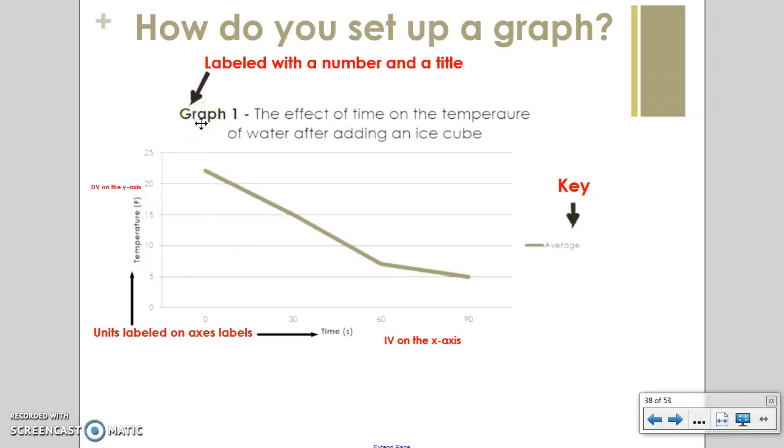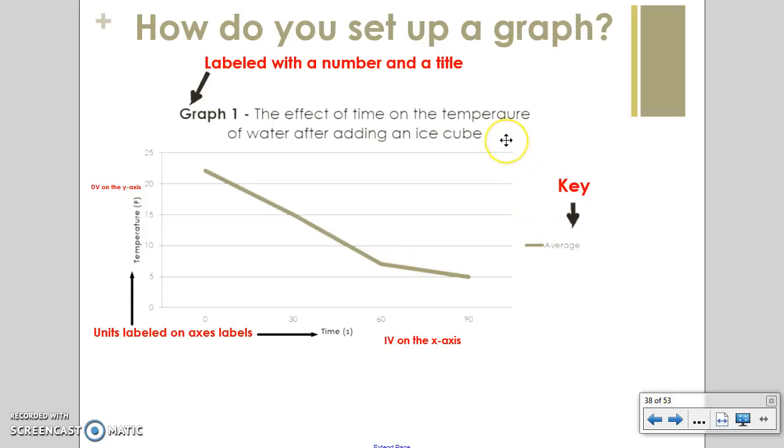So again, some of the key parts are going to be the same. We need to have a label with a number and a title. We need to include our independent variable and our dependent variable. And then we also need to make sure that our units are labeled on our axes. Our independent variable, if we're making a bar graph or a line graph, is going to show up on our x-axis. And our dependent variable will always show up on our y-axis. And then the picture will show up in what's called the plot. And that plot always needs to have a key so that our audience knows exactly what they're looking at.